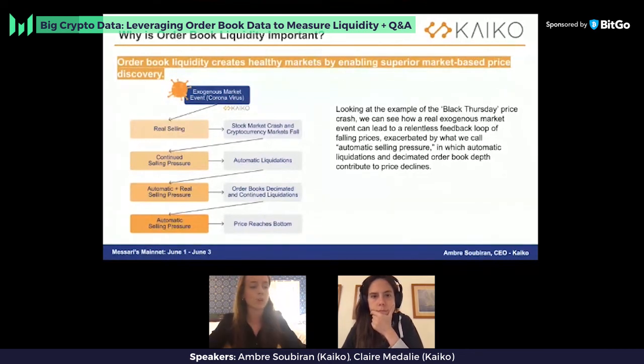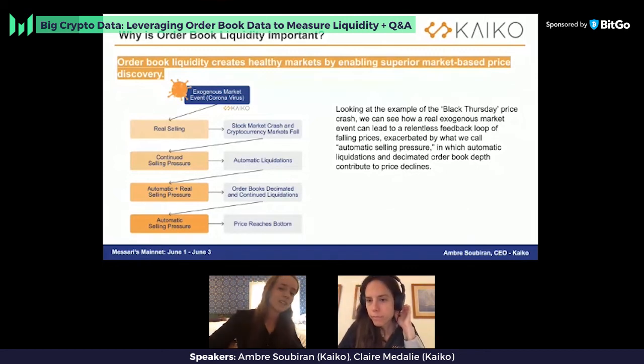So ultimately, order book liquidity is really important because it creates healthy markets. And we think order book data is important because it helps researchers and traders study these markets. So thank you very much.